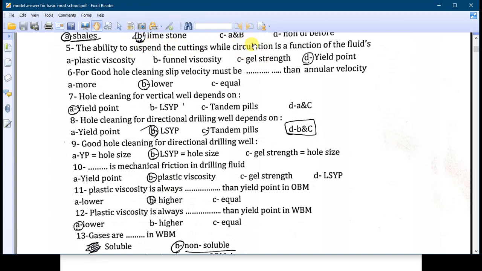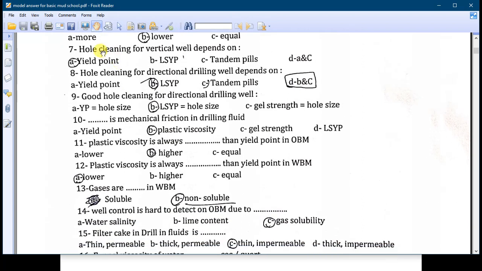Number six: for good hole cleaning, the slip velocity of the cuttings must be more, lower, or equal to the annular velocity. Actually, for good hole cleaning, the annular velocity must be more than the slip velocity. So here, the slip velocity of the cuttings is lower than the annular velocity in order to get the cuttings out of the hole. So B is the right answer.